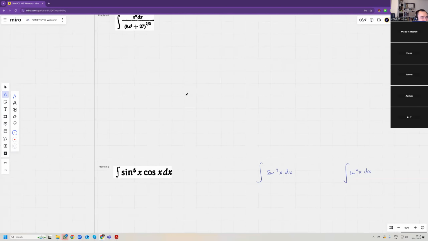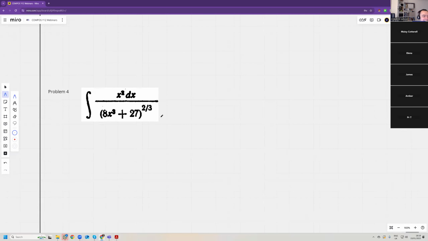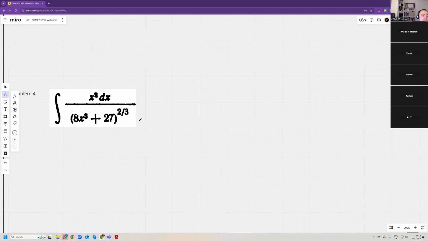Okay. Right. This one. This is a substitution one. So I'll demonstrate how to do a substitution. And yeah, it's really difficult to do integrals on the go. Hopefully, I managed to demonstrate that. So this is an integration by substitution, and I'm going to substitute this bit. So I'm going to say it's a substitution, and u is equal to 8x cubed plus 27.